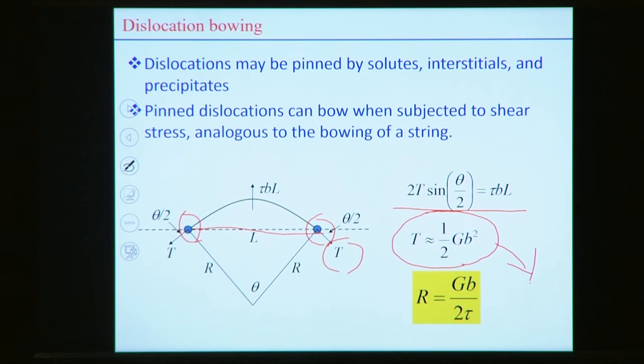We'll discuss later what amount of energy is associated with a dislocation, whether it is an edge dislocation or a screw dislocation. Roughly estimated, the energy per unit dislocation length can be represented by half of G b squared, where G is the shear modulus of the material and b is the Burgers vector. From here we can find that R is simply G b by 2 tau, where tau is the shear stress.